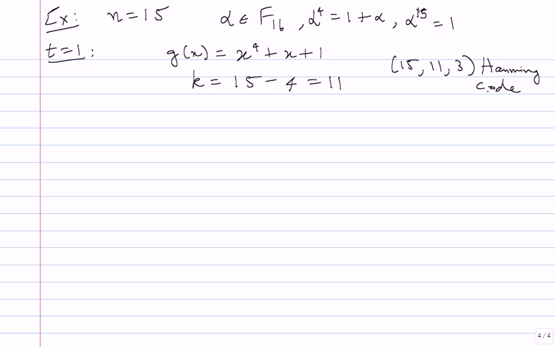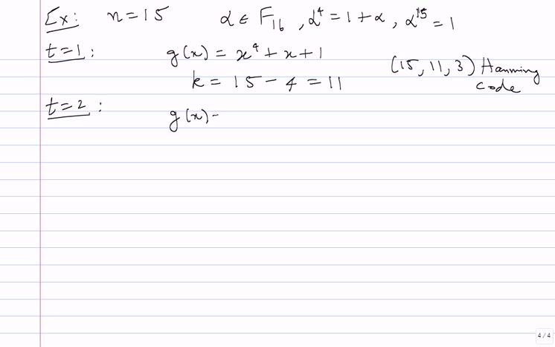This we saw actually even from the parity check matrix. That's the easiest way of saying that this will be the 15, 11, 3 Hamming code, right? The parity check matrix will have only one row in F16, and that will include all the non-zero elements, and if you replace with columns, you'll see it will give you the parity check matrix of the Hamming code. Okay, so t equals 2, what do you do?